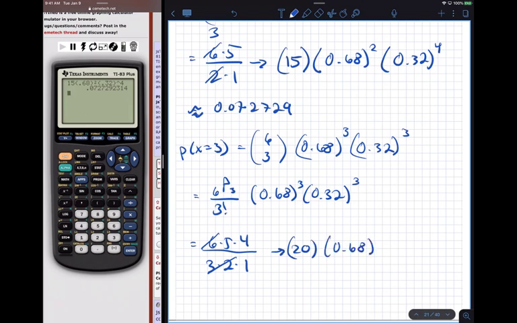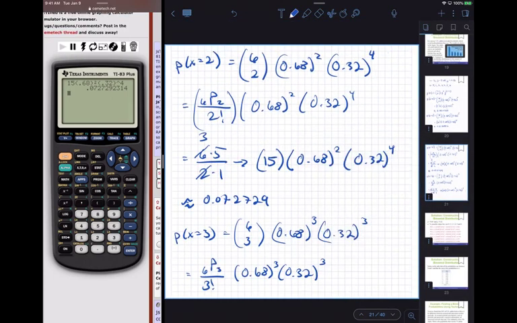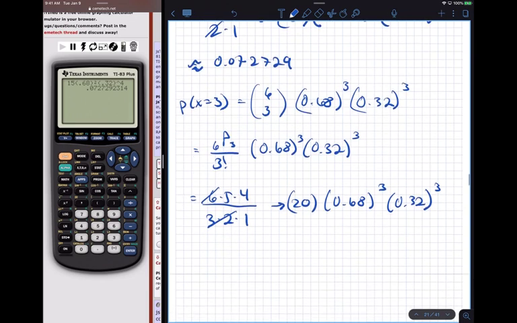0.68 cubed, 0.32 cubed. Okay. Just to show you, in this calculator, if I wanted to do 6 choose 3, let's see. I think it's in stat, calculate. No. Let's go to math. The far right is probability, so I'm going to hit the left button, and number 3 for combination. So for this one we just did, 6 choose 3, I'm going to hit 6 nCr 3. And the answer should be 20.